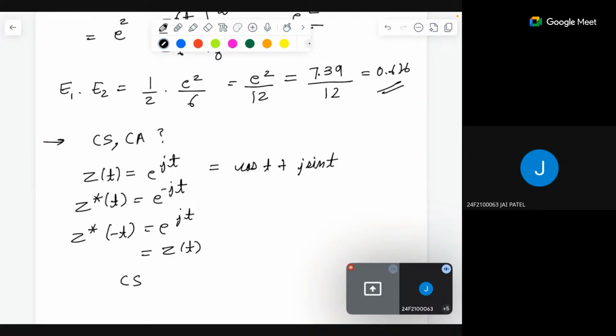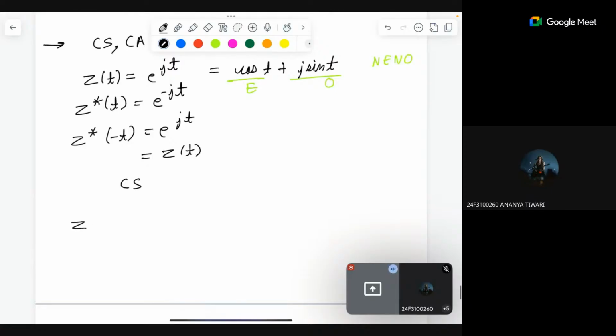Yes. So now I want you to see that z(t) is cos t plus j sin t. So cos t is even, sin t is odd. So this will produce a neither even nor odd signal. So you should note that even though this z(t) is conjugate symmetric, it is neither even nor odd. Okay? Class, this is fine now? Okay, now another quick question.